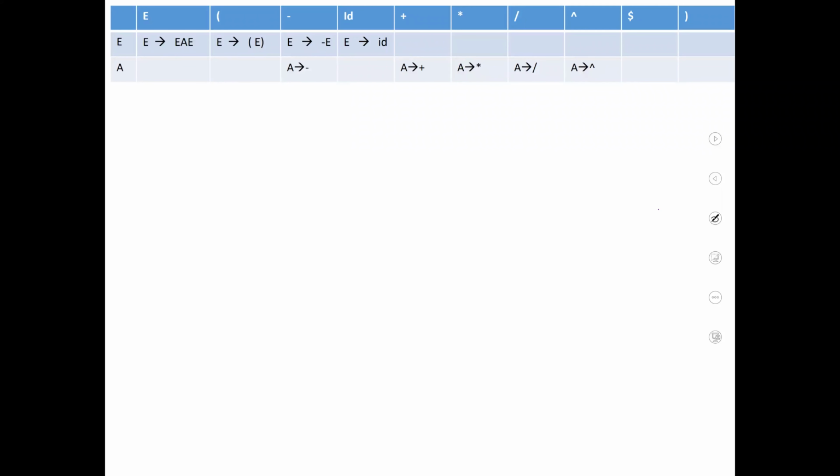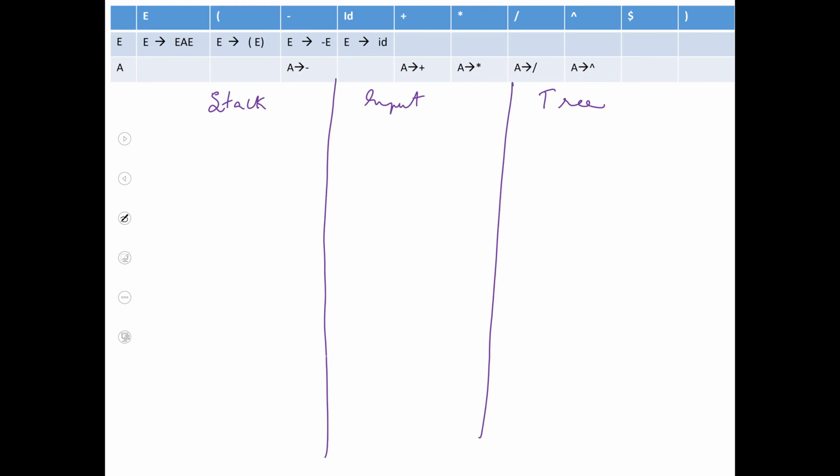So we'll do another problem. Let's have 3 columns: the stack, the input, the tree. Bottom of the stack we have dollar. You're starting with E. Let's try proving something like this: ID into minus plus ID. You have a given string ID into minus plus ID. Let's check whether this is valid or not.